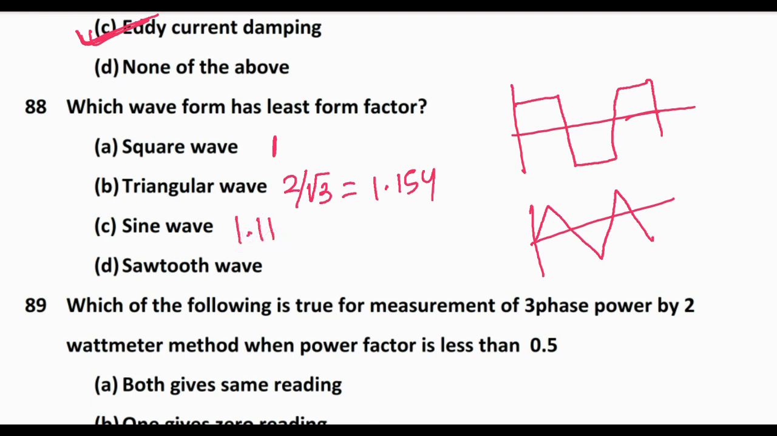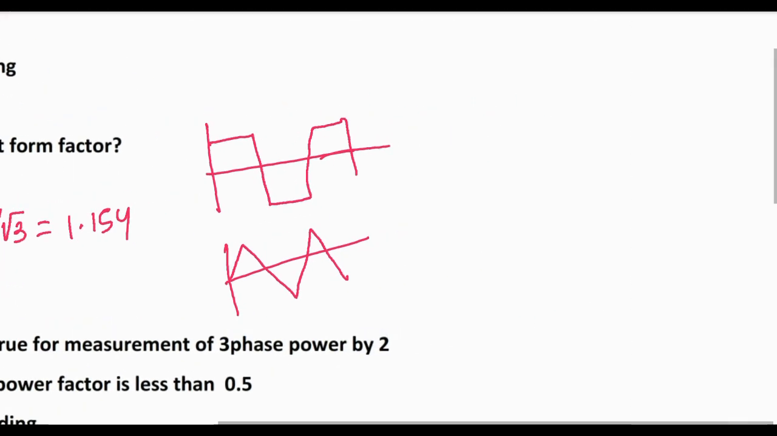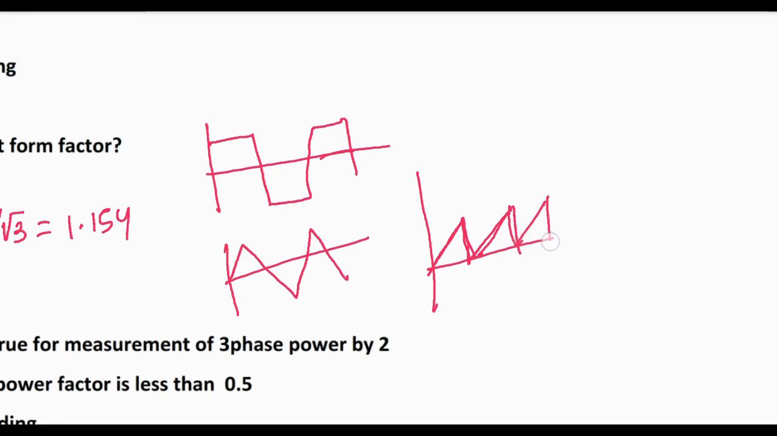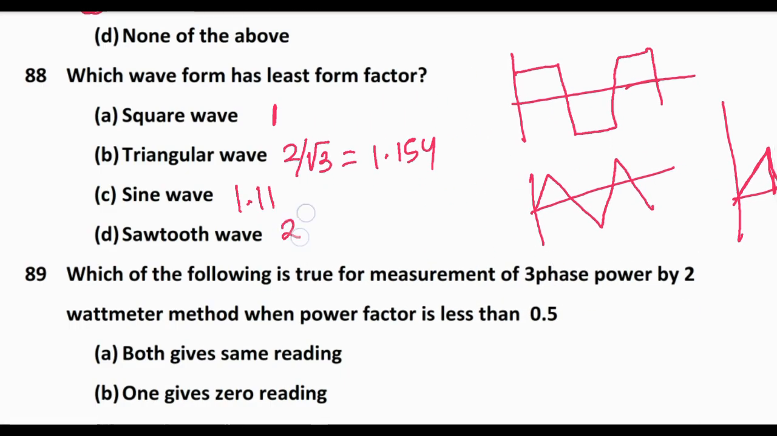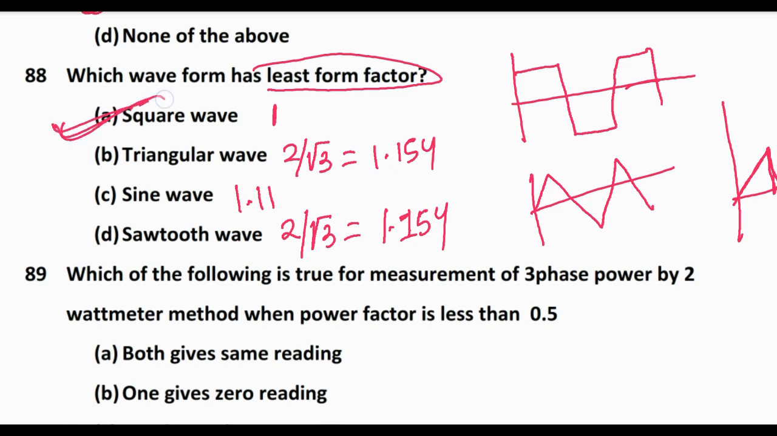And sawtooth means like this. Here this is a ramp and this is directly here, and this is like this. This is the sawtooth waveform. And for sawtooth waveform, this is also the same, that is 2 by root 3, and this is also equal to 1.154. So which waveform has least form factor? Least form factor is for the square wave.